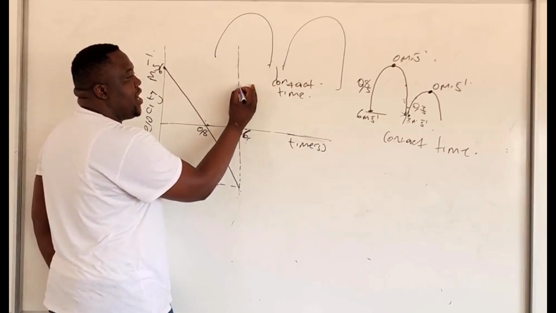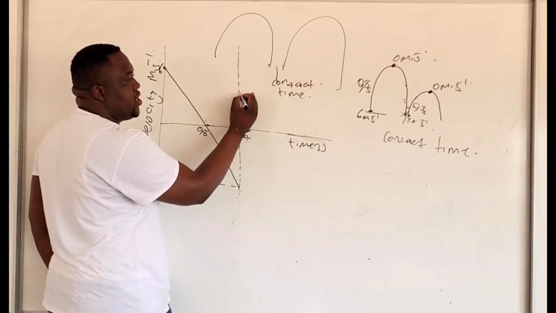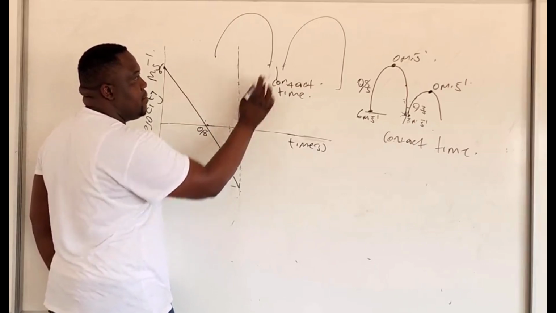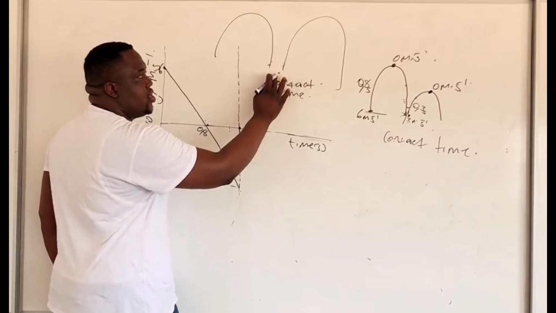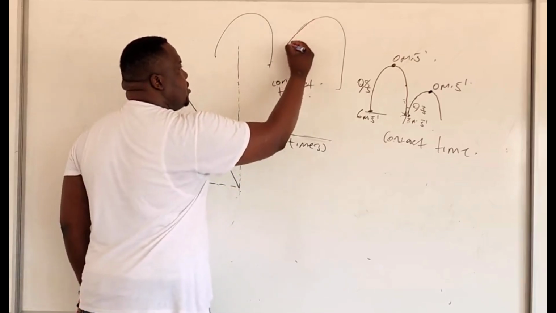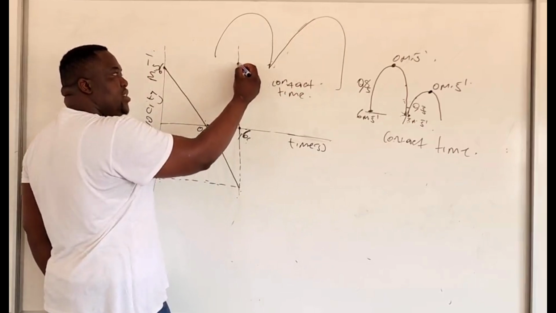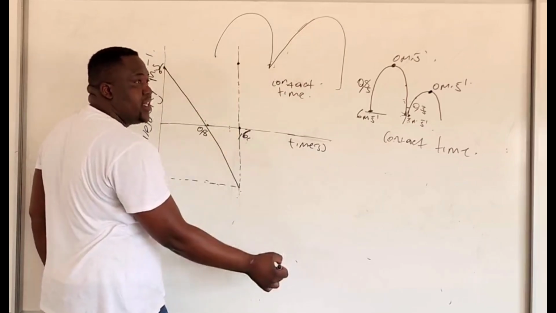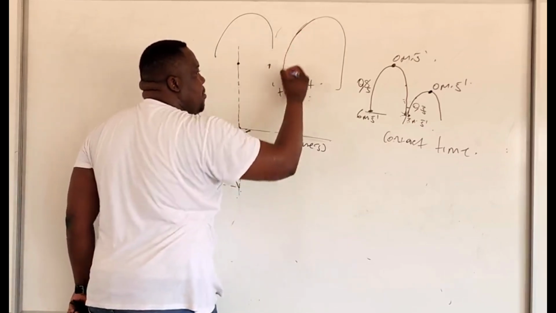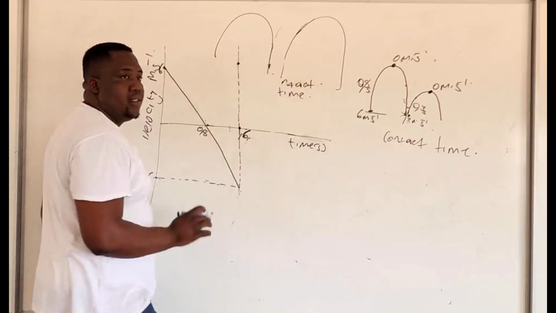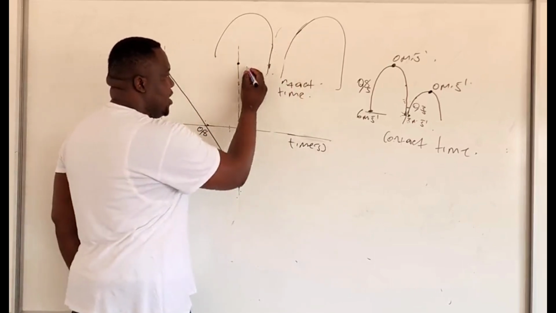You won't start your graph here. Why are you not starting your graph here? Because there is contact time. If this graph was like this, with no space between the two, we would start from this line and draw the second graph. But because this time there is a space, you need to also make a space.